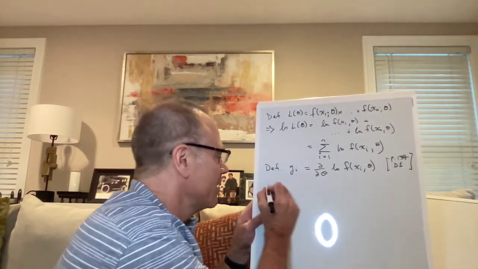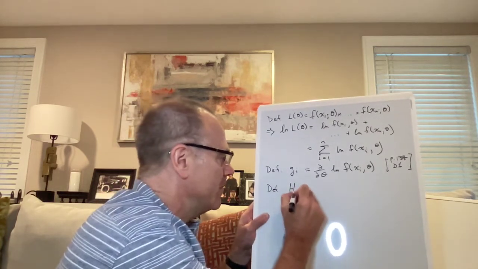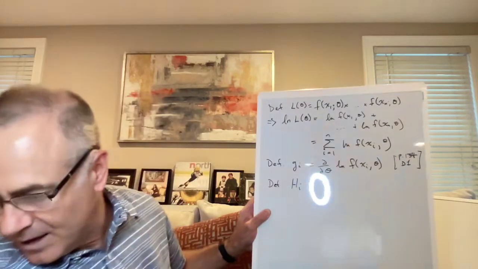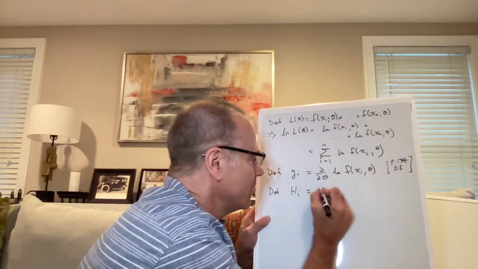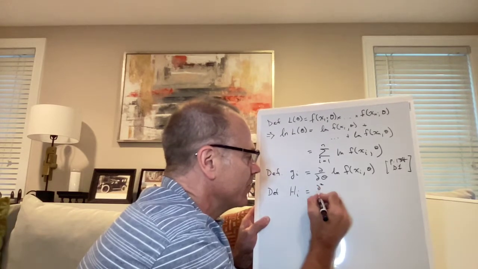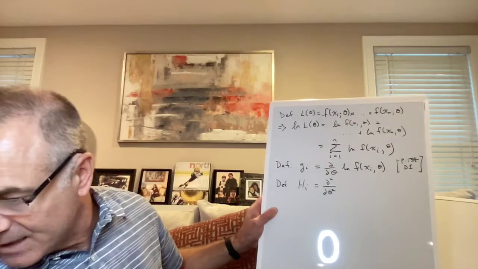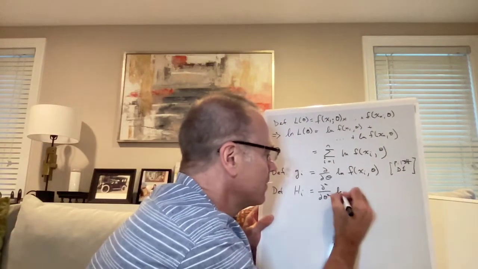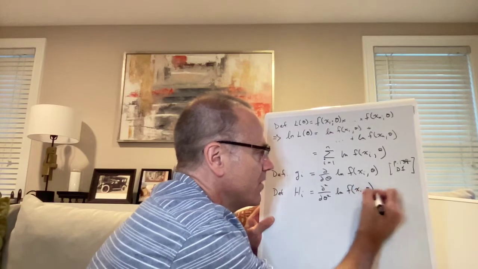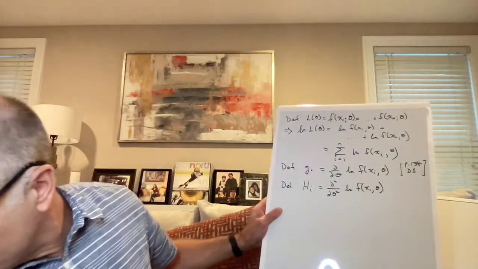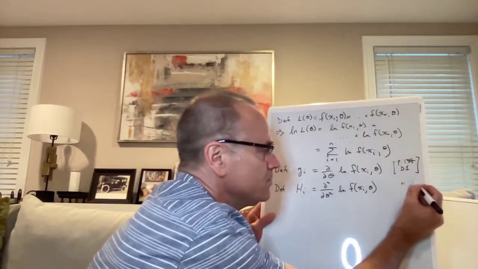Okay, next, define big H of i, which just equals the second derivative of that same thing, log f of xi theta. This is also page 134, D1.